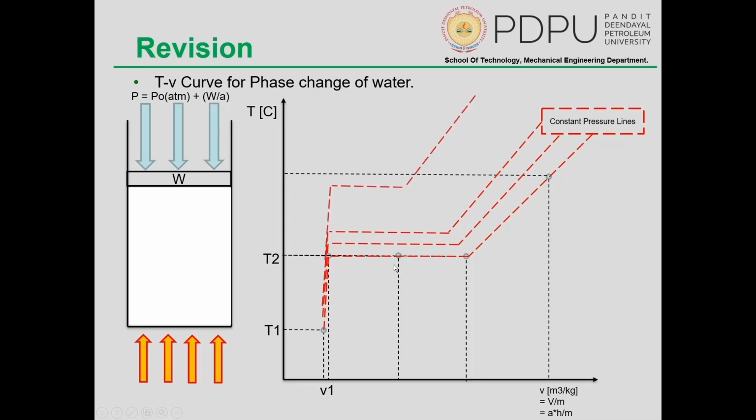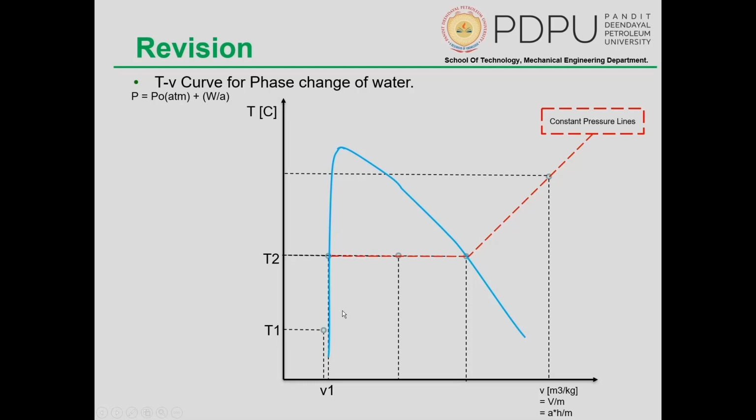If I continue to increase the pressure, what we are seeing here is that the saturated liquid and saturated vapor points are converging towards one another. And now if I join all the saturated liquid points and saturated vapor points, I will get a curve like this. So let's look at this particular curve properly. This saturated liquid line is formed by joining all the saturated liquid points, and similarly we have the saturated vapor line, which is formed by joining all the saturated vapor points.